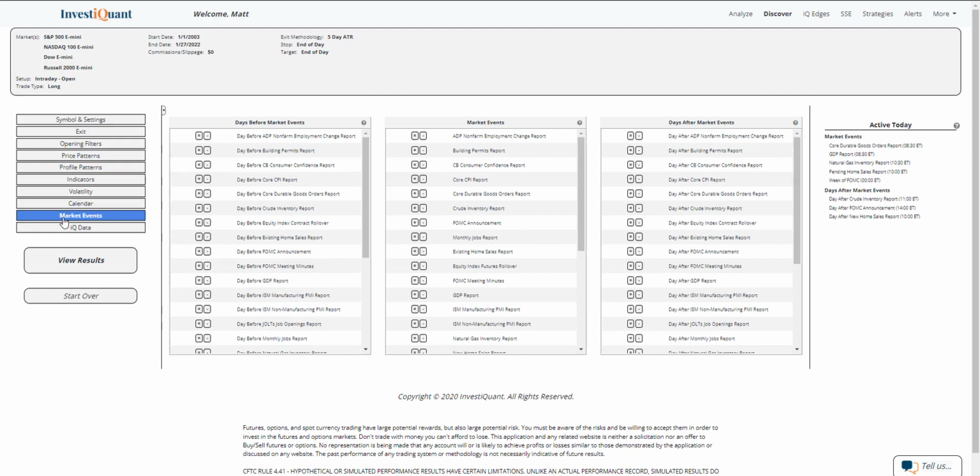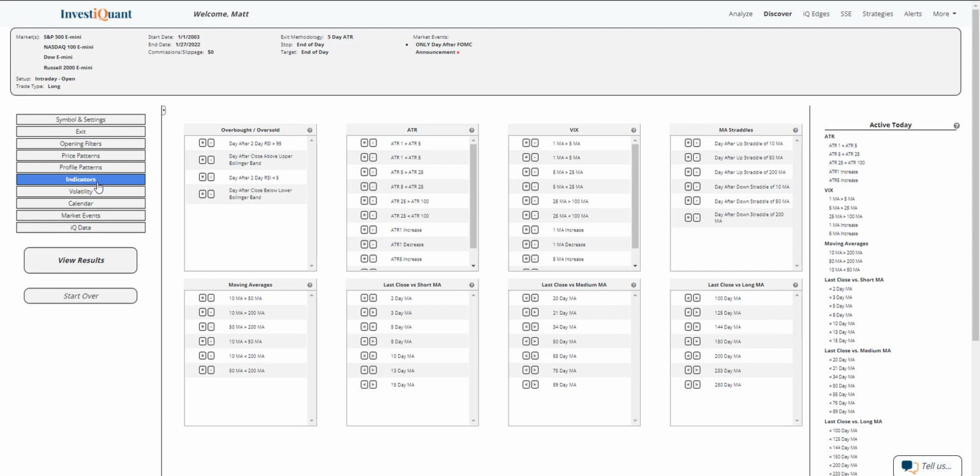So I am going to go to the market events. I'm going to go to the active today section, and I am going to click on day after FOMC announcement. That is right here, that second to last option. It comes from the day after market events. We do have almost 30 different higher tier market events where you can see what's happened the day following that event or the day before. We've got all that available here in the market events library.